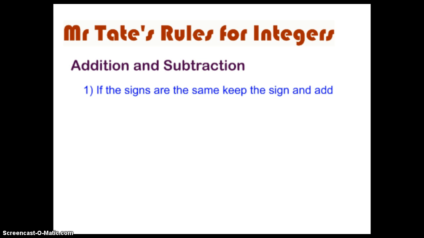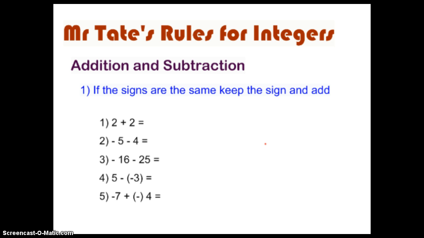Our first rule of integers, and we're going to deal with the first two, is going to be addition and subtraction. So let's look at the first one. If the signs are the same, we're going to keep the sign and add. What does that mean exactly? Well, let's go ahead and explore and see. So here are 5 examples for us, and let's see how this works. So the signs are the same, we keep the sign and add.